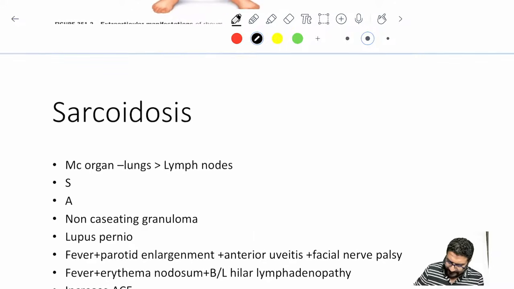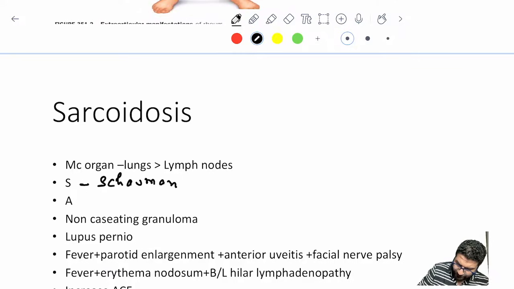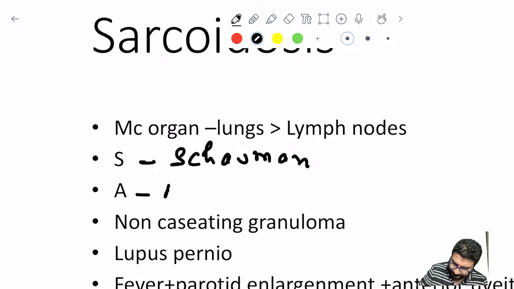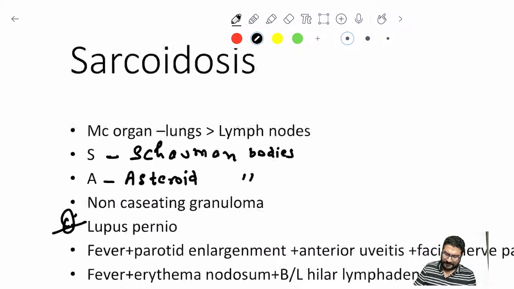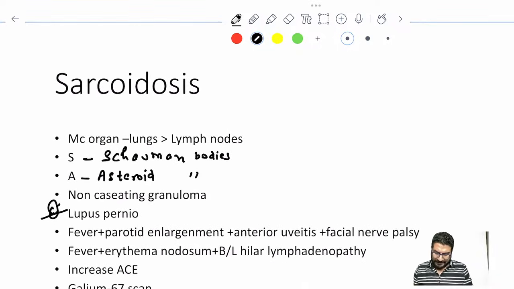Sarcoidosis, to understand, you will see patient will have most common organ lung. Then you can see different bodies like Schaumann bodies, asteroid body. Then you can see non-caseating granuloma, skin rash, lupus pernio. Then patient will have fever, parotid gland enlargement, uveitis, facial nerve palsy. इसको बोलते हैं Heerfordt syndrome.